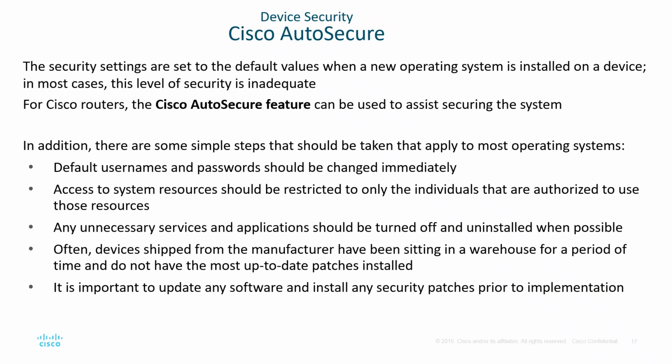Now, Cisco, of course, has to throw their stuff out there, so this is a little feature called Cisco AutoSecure. The security settings are set to the default values when a new operating system is installed on a device. In most cases, this level of security is inadequate. So for Cisco routers, the Cisco AutoSecure feature can be used to assist in securing the system. In addition, there are some simple steps that you should take that apply to most operating systems. Default usernames and passwords should be changed immediately.